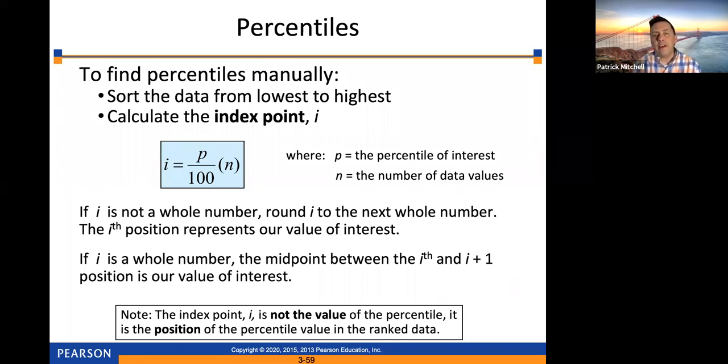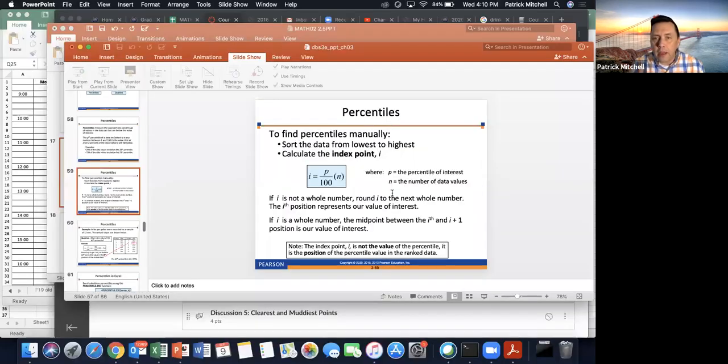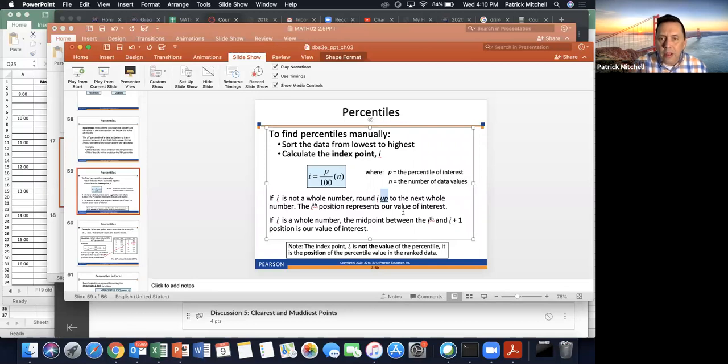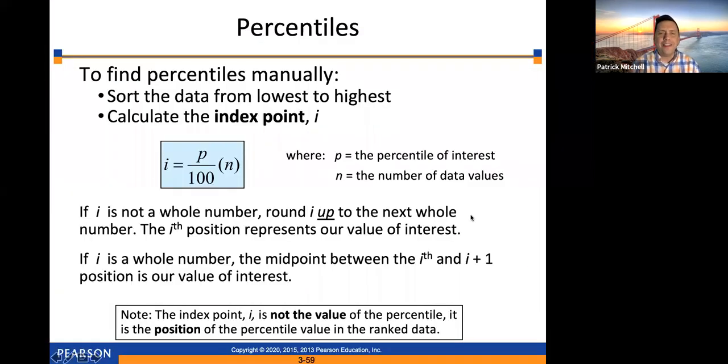Now, there are two different things you have to do depending on whether this index point i comes out to a whole number or not. If it doesn't come out to a whole number, then you round it up to the next whole number, and that's a very important point. You don't round the way that you normally round, always automatically round up. So again, if that index is not a whole number, you round it up to the next higher whole number.